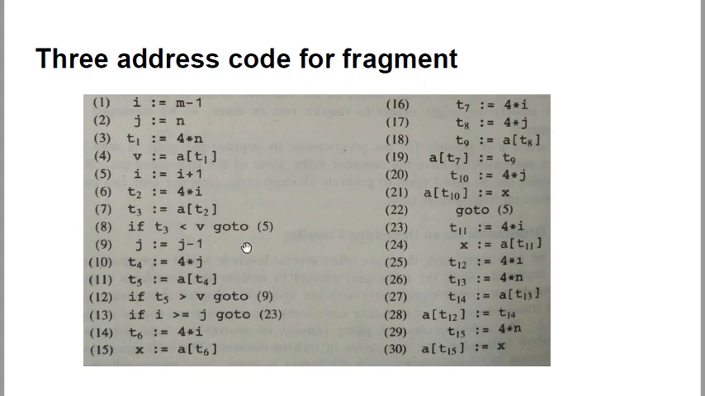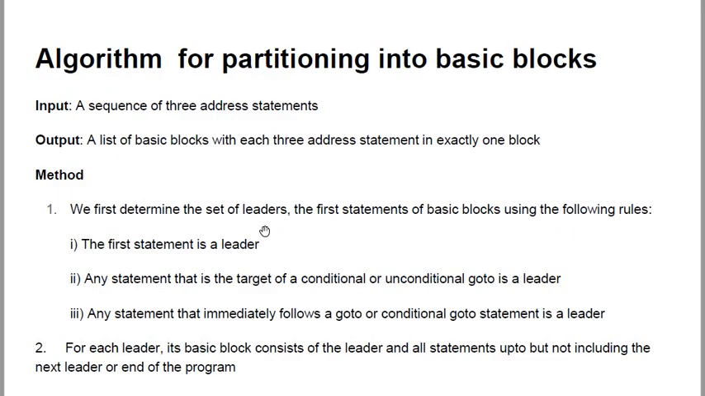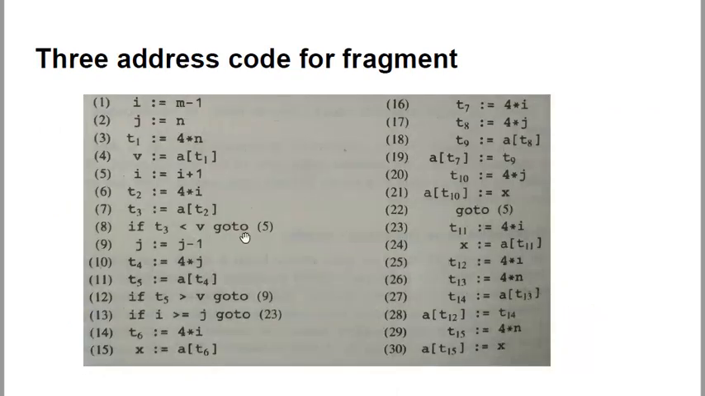When we reach 8, we see there is a conditional jump. What is given in this method is that any statement that is the target of a conditional or unconditional go-to or jump is a leader. So this statement is a conditional jump whose target is 5. So line number 5 will also be a leader. Line number 1 is a leader, meaning the first statement of our basic block.